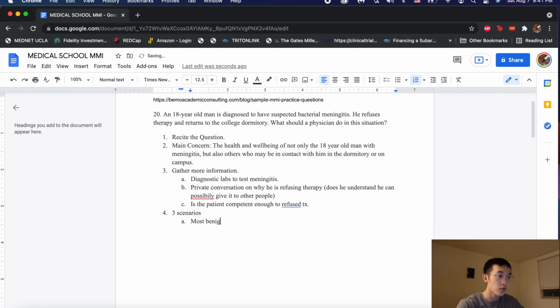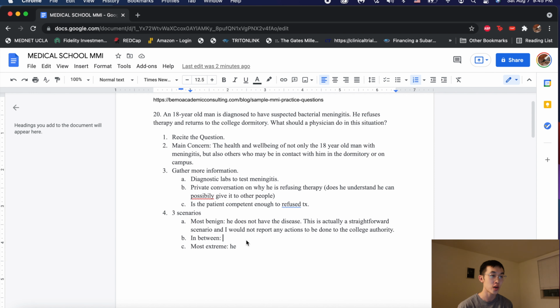So now we're going to number 4, which is giving the 3 scenarios. The most benign scenario, the in-between scenario, the most extreme. The most benign thing that may happen is if you run the diagnostic labs and it shows that he does not have the disease. So the solution to if he does not have the disease is you can just basically say, this is actually a straightforward scenario and I would not report any actions to be done to the college authorities. That's the easiest story and solution that may come up.